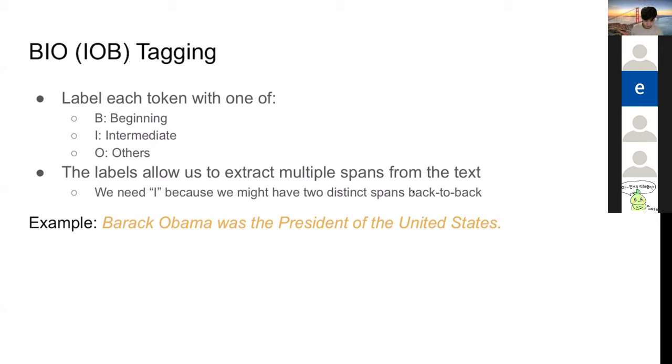But then why do we need both B and I? Because you might have two spans that are back to back, which means they don't have any space between them. So it's really hard, then impossible, to correctly locate the boundary between those two spans. That's why we have B and I, and we need B and I for each category. So if the number of categories is N, then the number of classes is 2N plus 1. One accounts for others and N accounts for beginning and intermediate respectively, which is 2N plus 1.